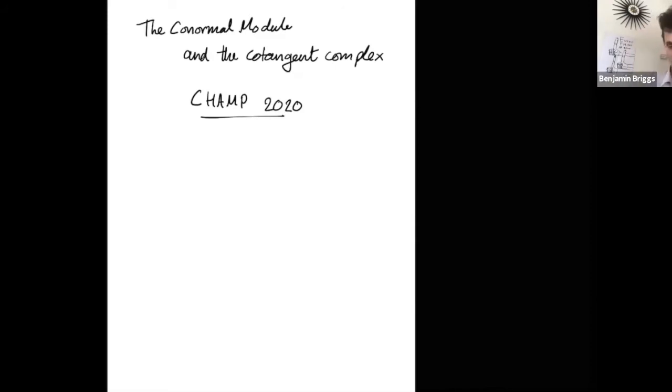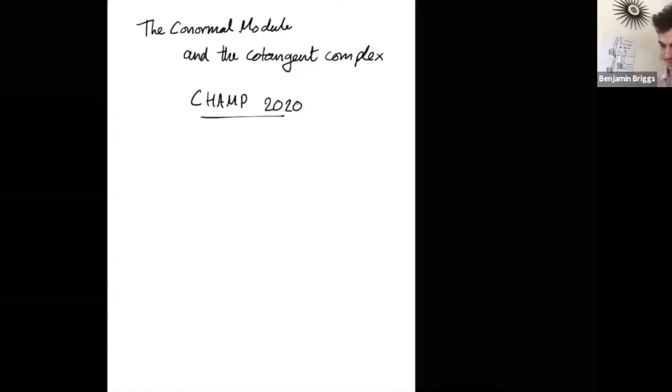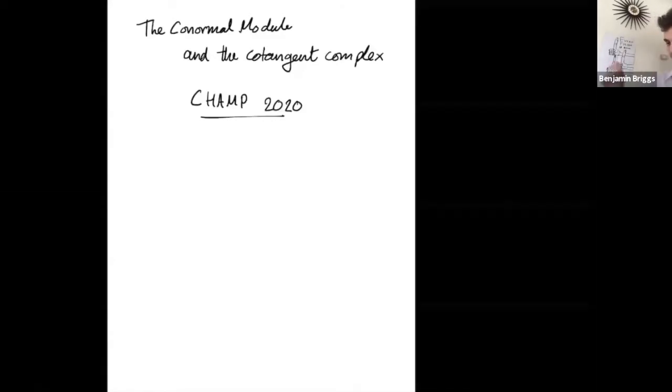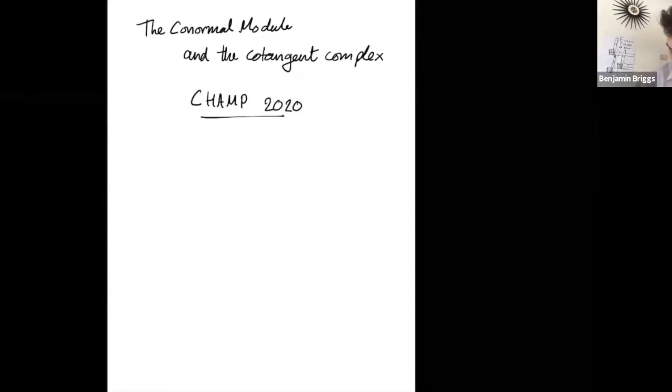Okay, I guess I'll just get started. This is about these two things called the conormal module and the cotangent complex. Maybe the cotangent complex has a reputation for being a bit scary, but I'll try to convince you that these are quite similar and not so scary. So let's just get going. Part one is all about the conormal module.